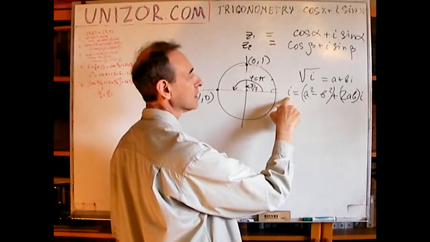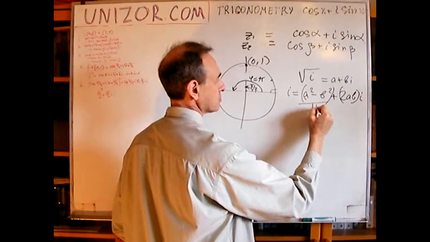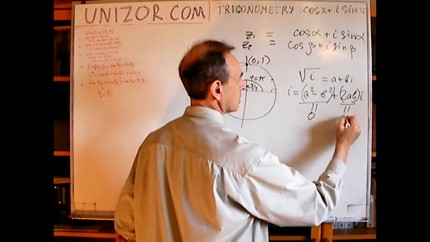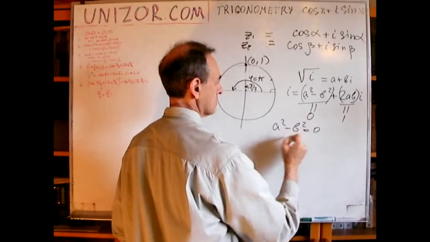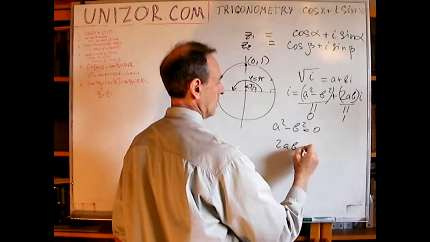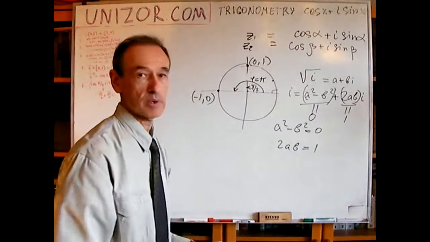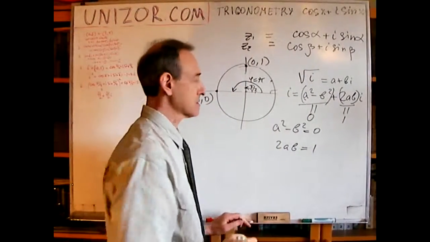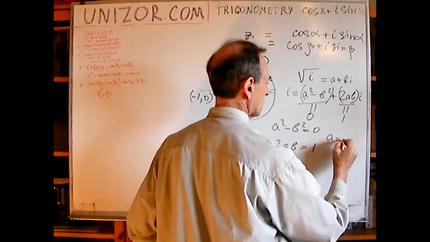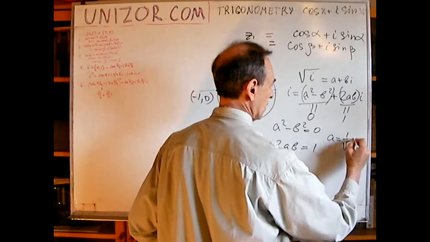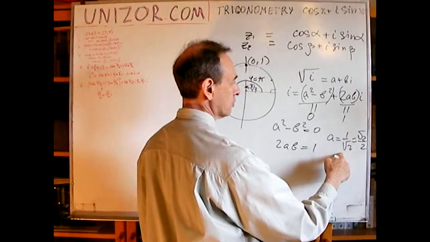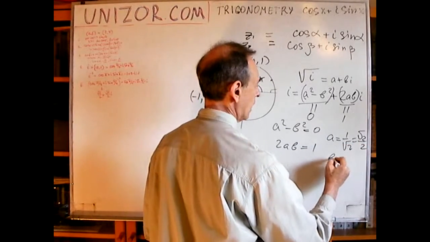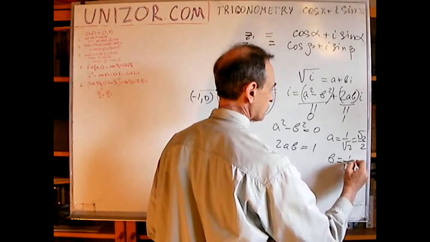Now, I want it to be equal to i, which means the real part is supposed to be equal to 0, and the imaginary part is supposed to be equal to 1, right? So I had a system of two equations with two variables. Then I solved these equations, and I found that a is equal to 1 over square root of 2, or square root of 2 over 2, and b equals 1 over square root of 2.